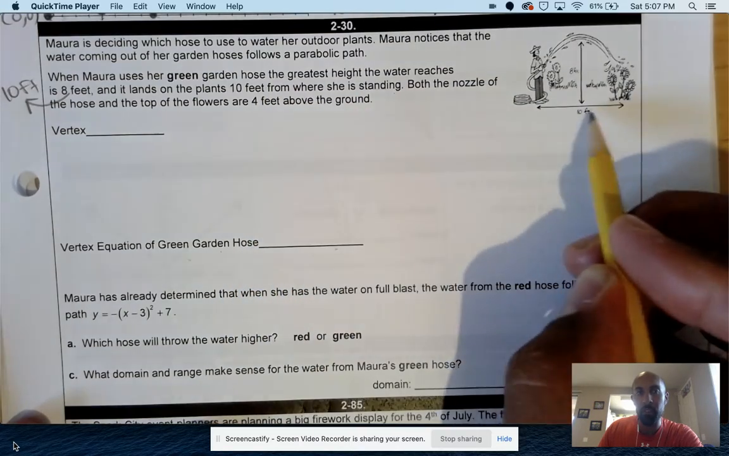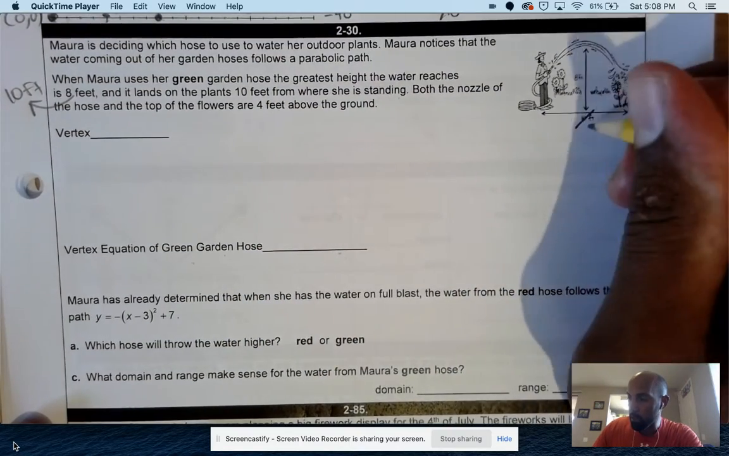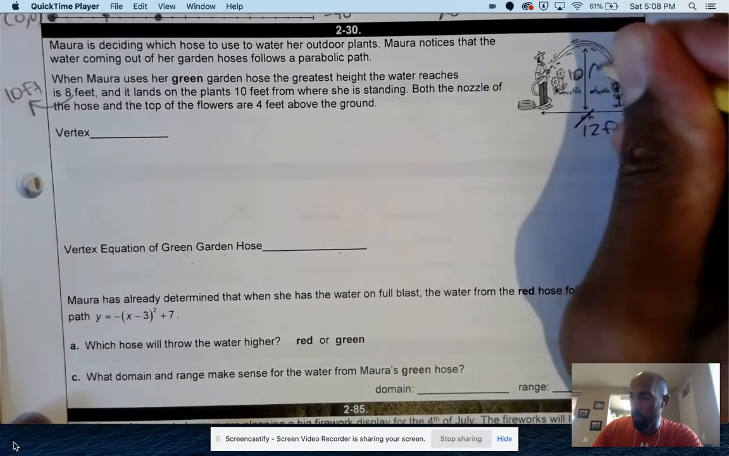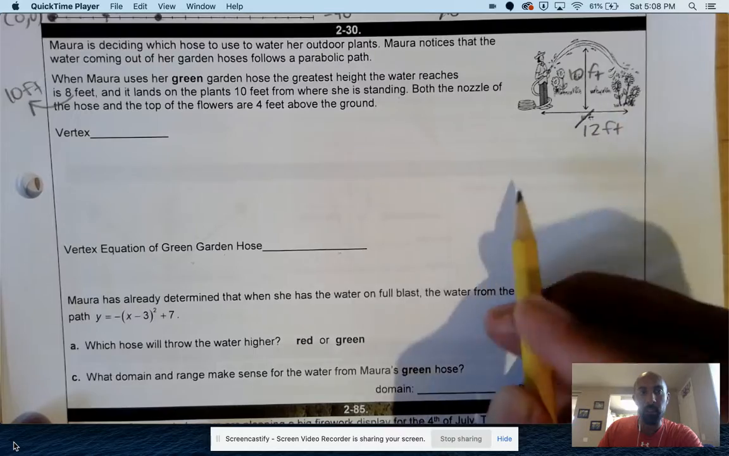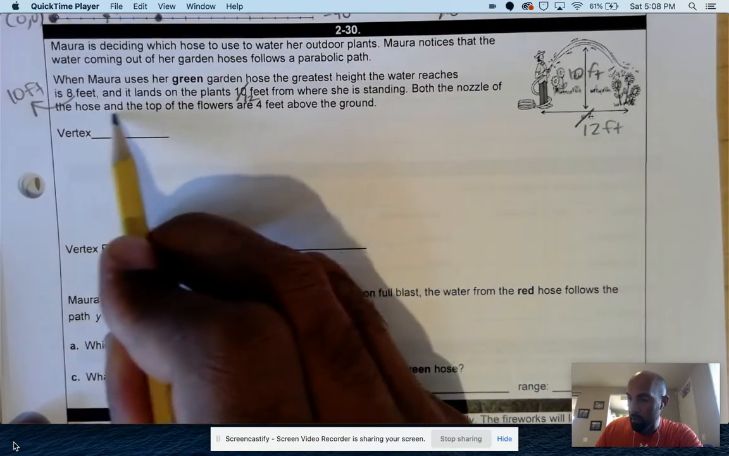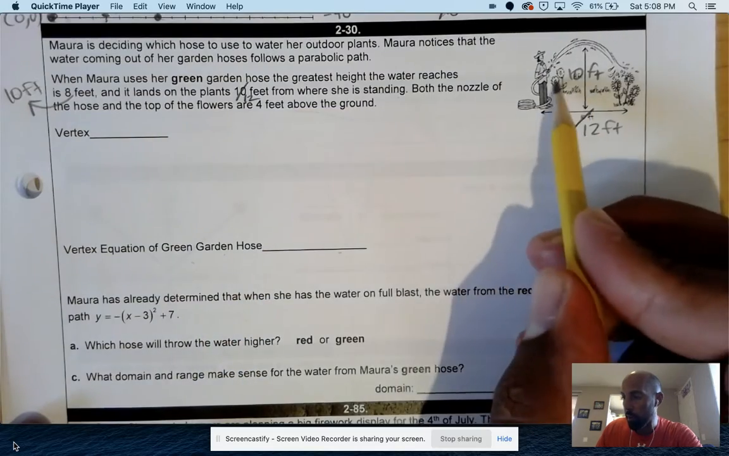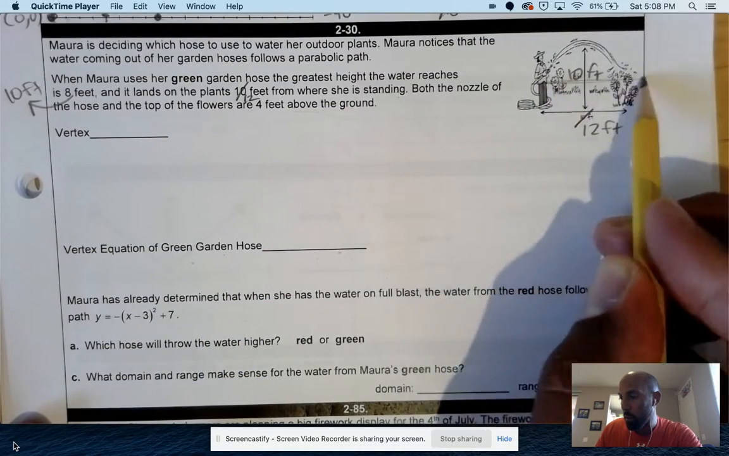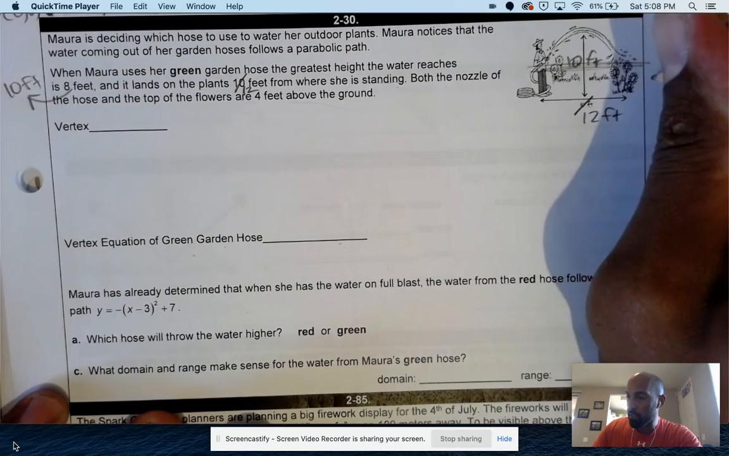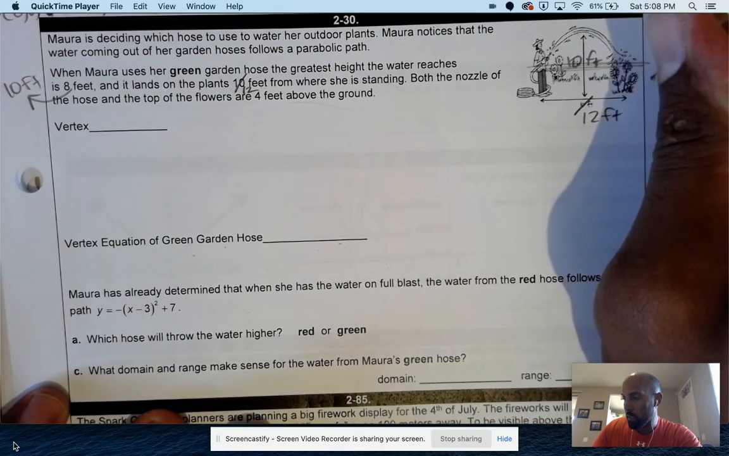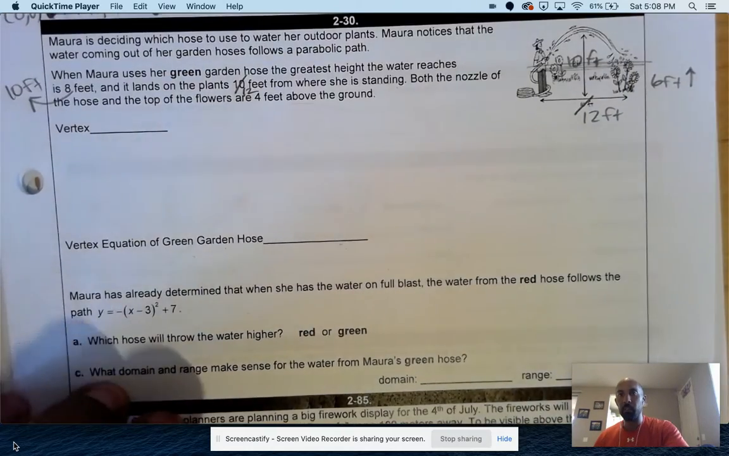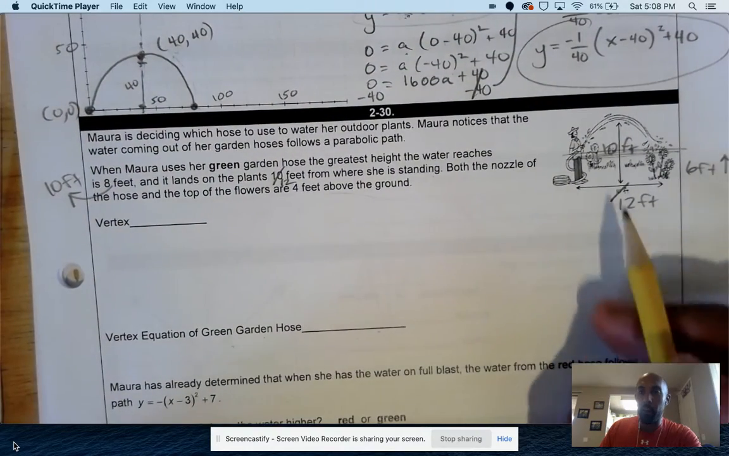So instead of using 10 feet here, I'm going to use 12. So I'm going to change this to 10 and this to 12. Remember, you have to answer yours, but I'm just using these instead, okay? And both the nozzle of the hose and the top of the flowers are 4 feet above the ground. Okay, so in our case, I think I'll use, let's say, 6 feet above the ground. We'll say 6 feet up. It's important to note that it's above the ground, okay?